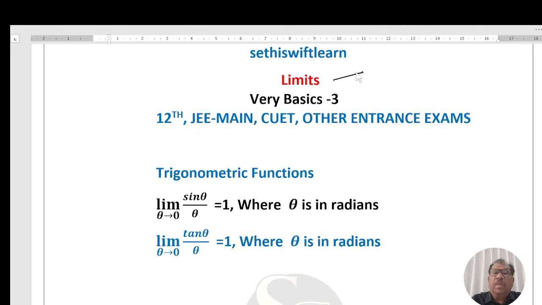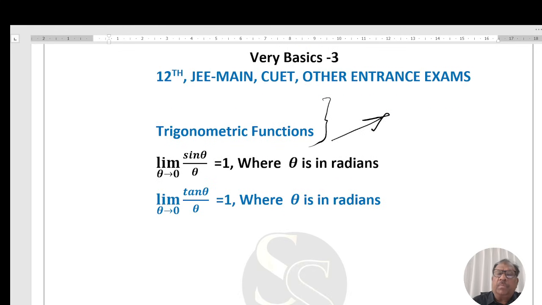Limits, very basics on trigonometric functions will be discussed through illustrations. For beginners, being a new chapter, it is requested to go through the session completely. Now, let's start with the question and concepts.